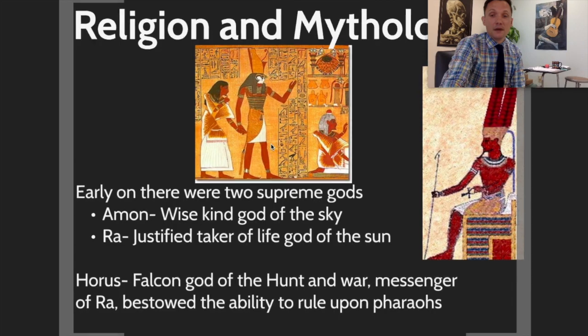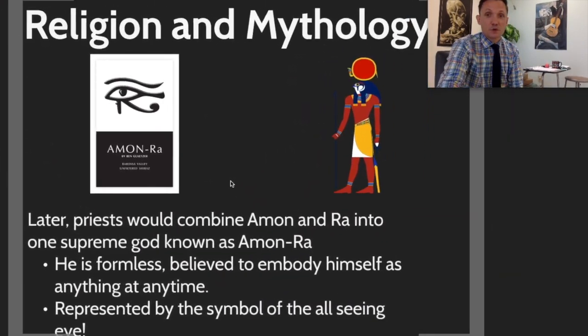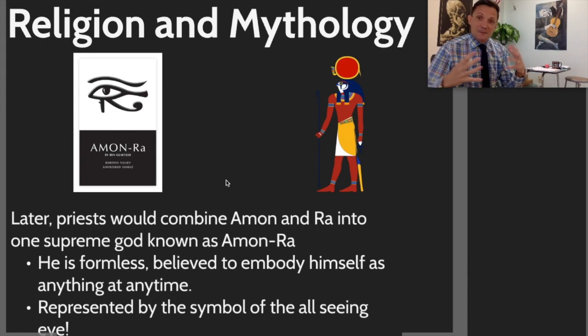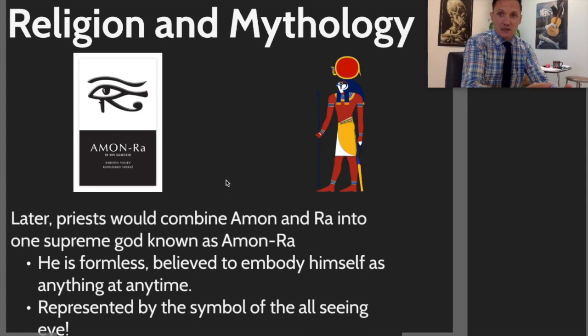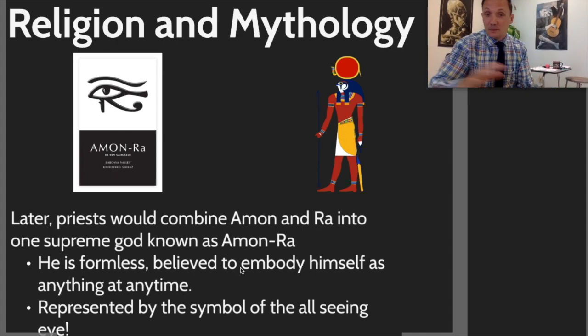So the amazing system about it, though, is that as it becomes more intense later on, priests are going to combine the two gods together, right? They're going to create what is known as Amun-Ra, right? So Amun-Ra is supposed to be the formless, great god of Egypt that is believed to embody himself as anything at any time, right? So very, very interesting in the form of the Jewish God, right? So in the forms of the early monotheistic religions, this concept of a formless figure, right? And everything, an omnipresent, omnipotent, omniscient type of deity or God, right? So he is formless and believed to embody himself in anything at any time.